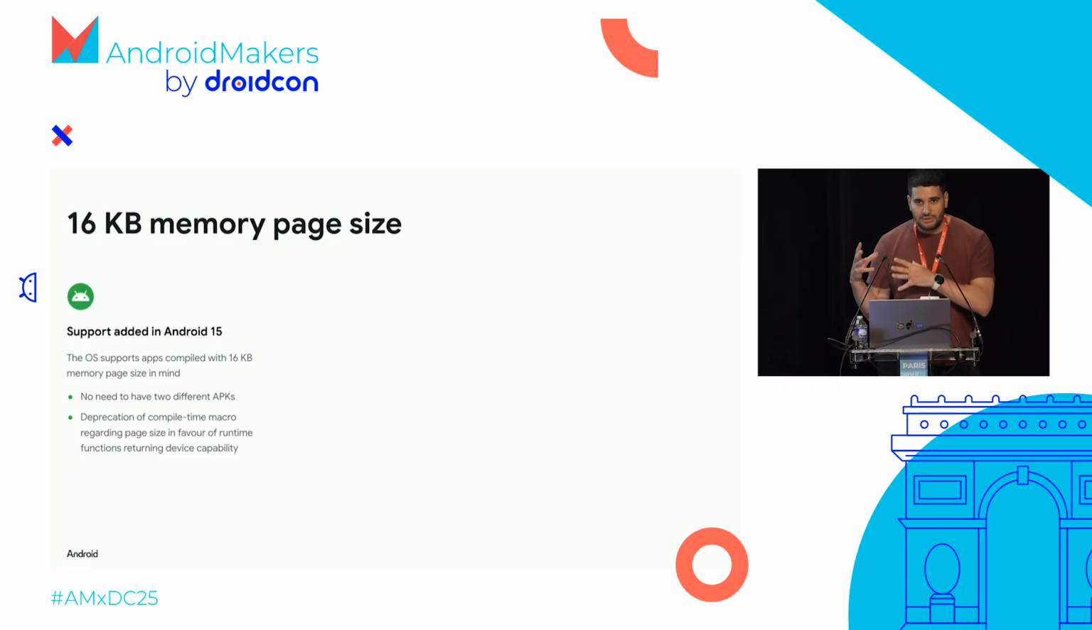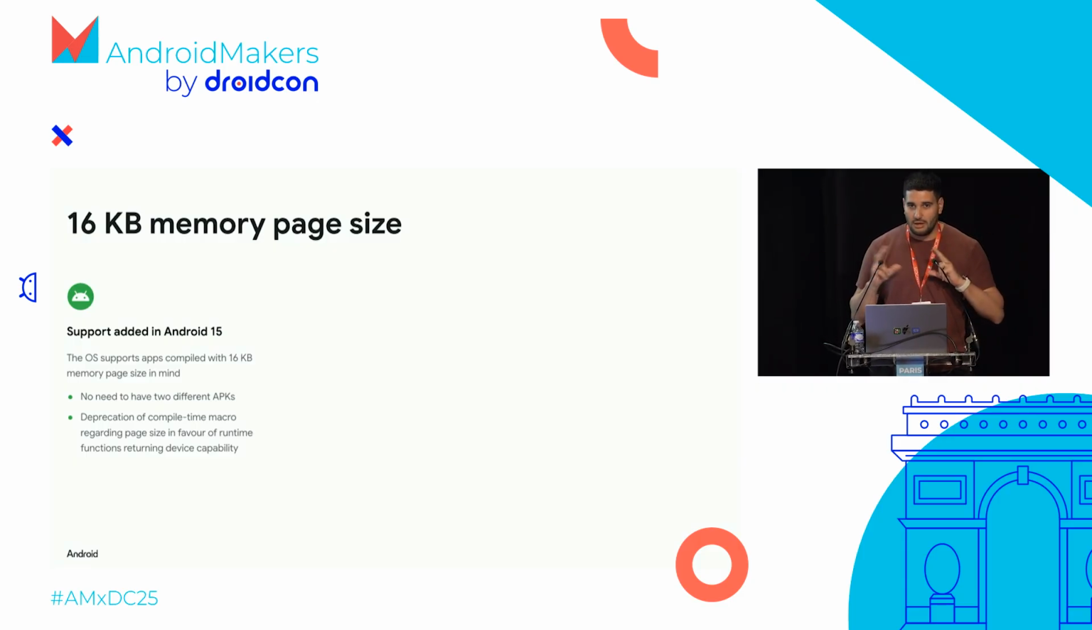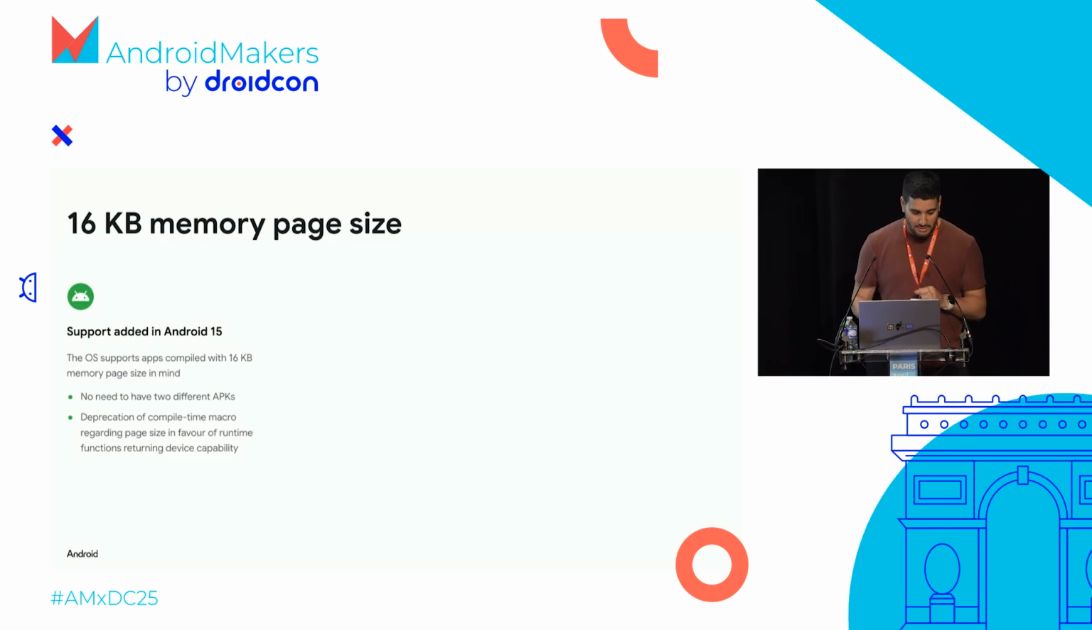In terms of development, you don't need to have a different APK. One APK will be able to work both on older devices that support 4 KB page size as well as 16 KB page size. And we have been deprecating some macro, which in short is the constant that tells you this device is 4 KB page size. Well, we removed that and we now have a function that just runs at runtime.